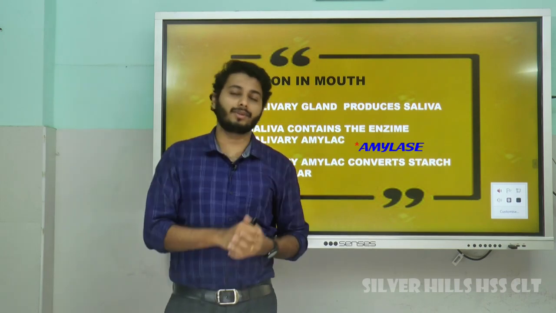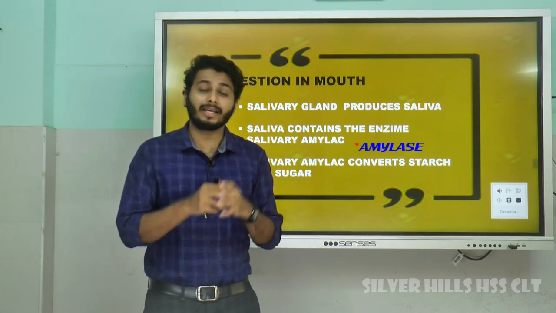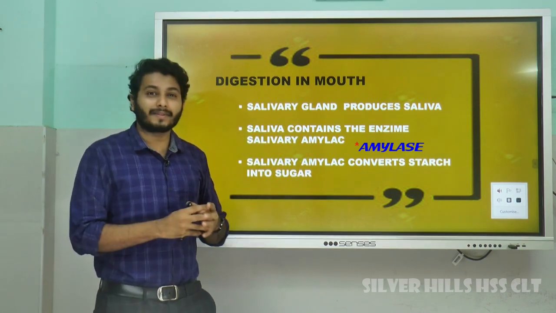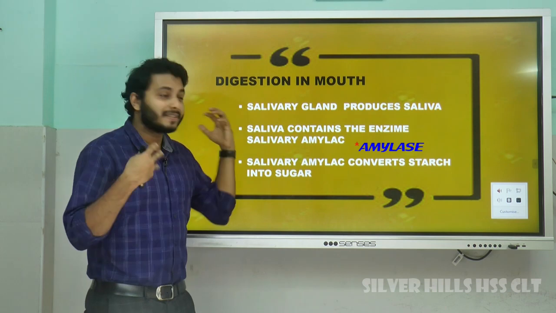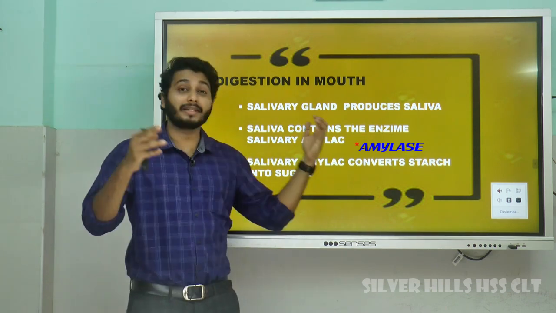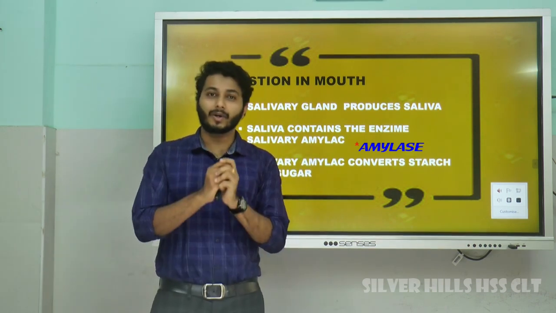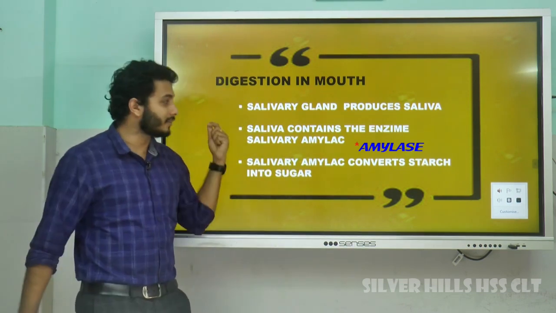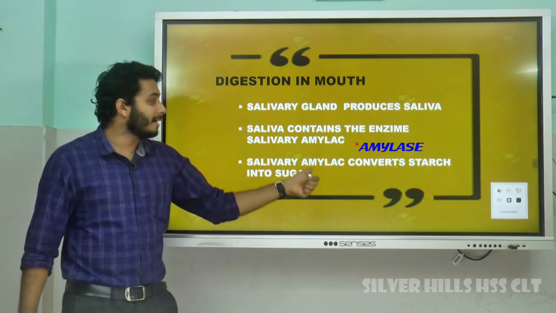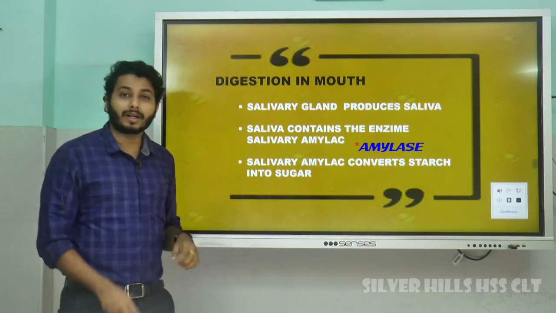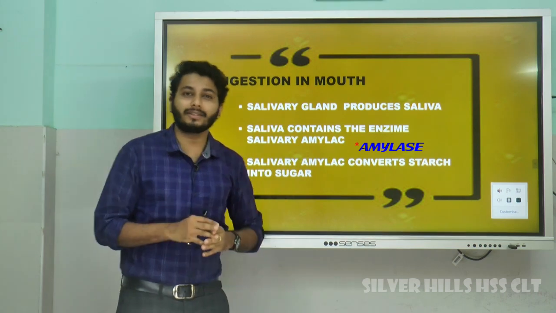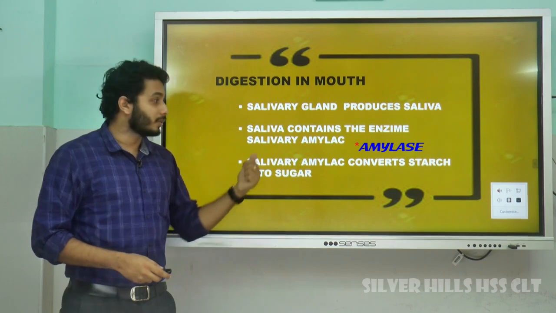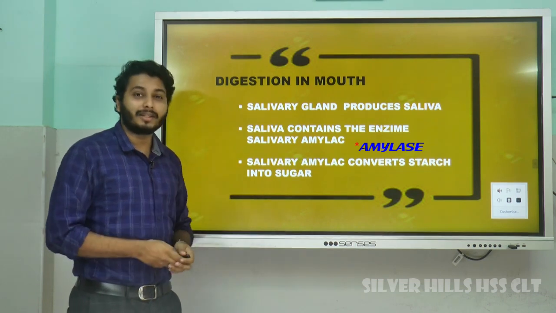After the intake of food, the teeth help in the crushing of the food into simpler materials. The salivary glands present in the mouth produce saliva. Saliva contains an enzyme called salivary amylase, also called ptyalin. The salivary amylase converts starch into sugar. This statement is very important. Salivary amylase helps in the partial digestion of starch. The starch is being converted into maltose. Maltose is a sugar.